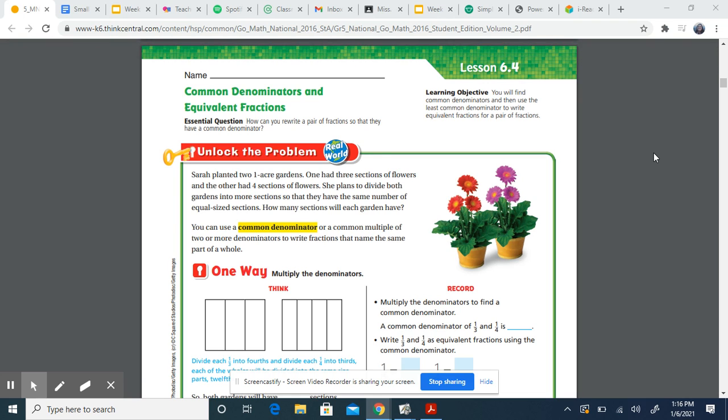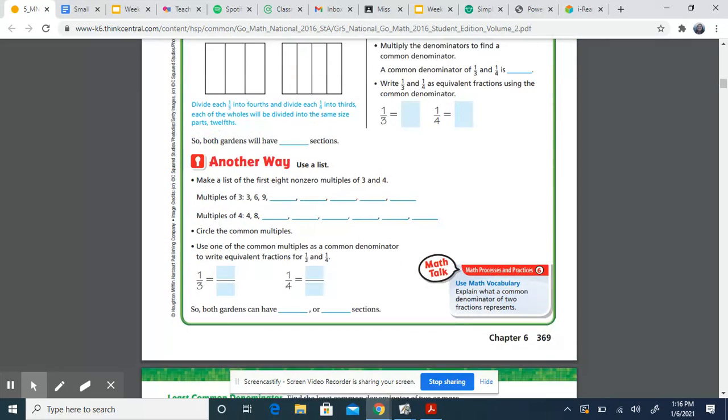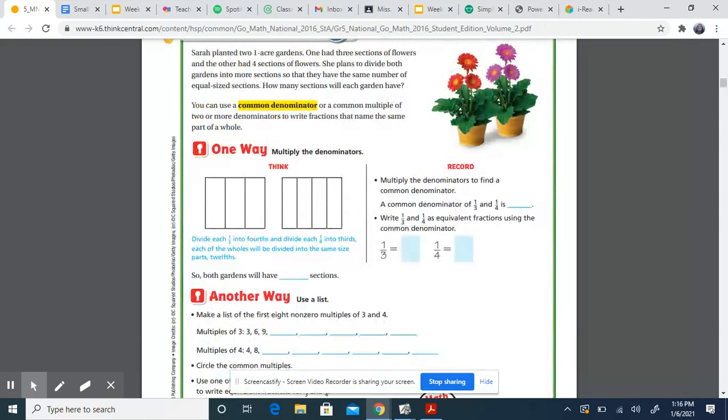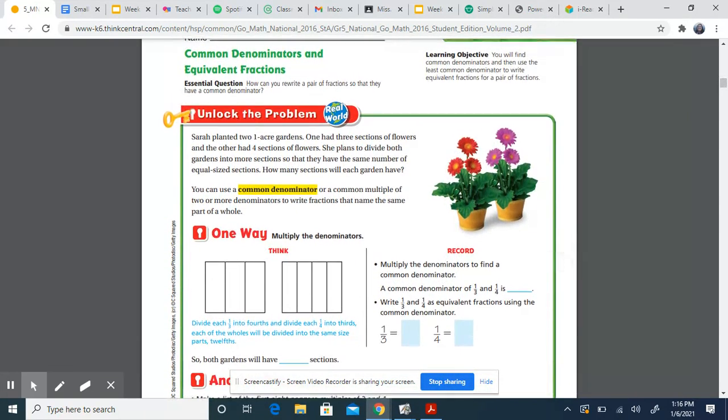Guys, so today we are going to be talking about common denominators and equivalent fractions. So our essential question is, how can you rewrite a pair of fractions so that they have a common denominator? You can follow along on page 269 in your Go Math books. So we're going to be rewriting two fractions so they have a common denominator.